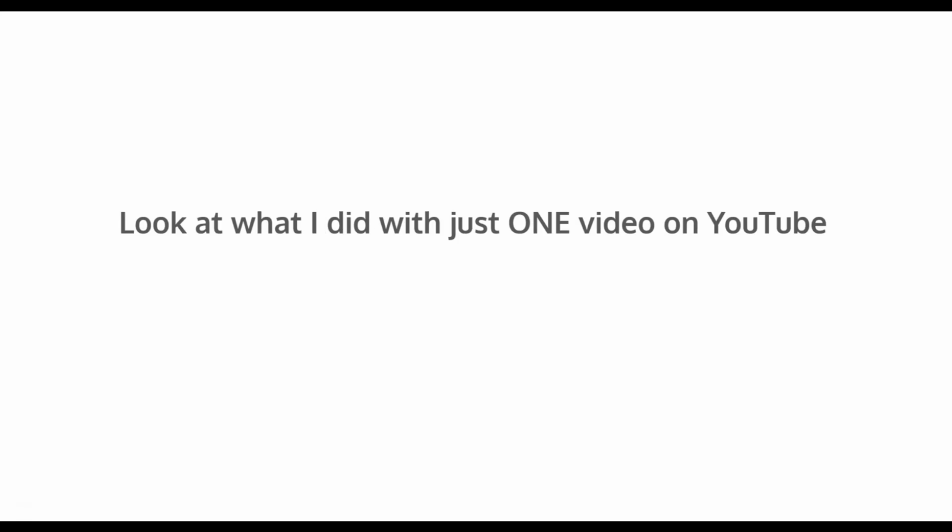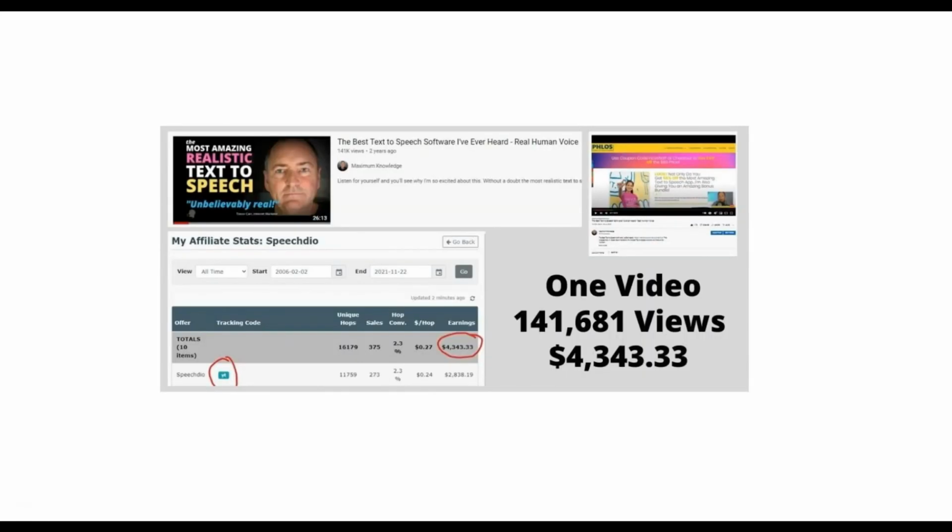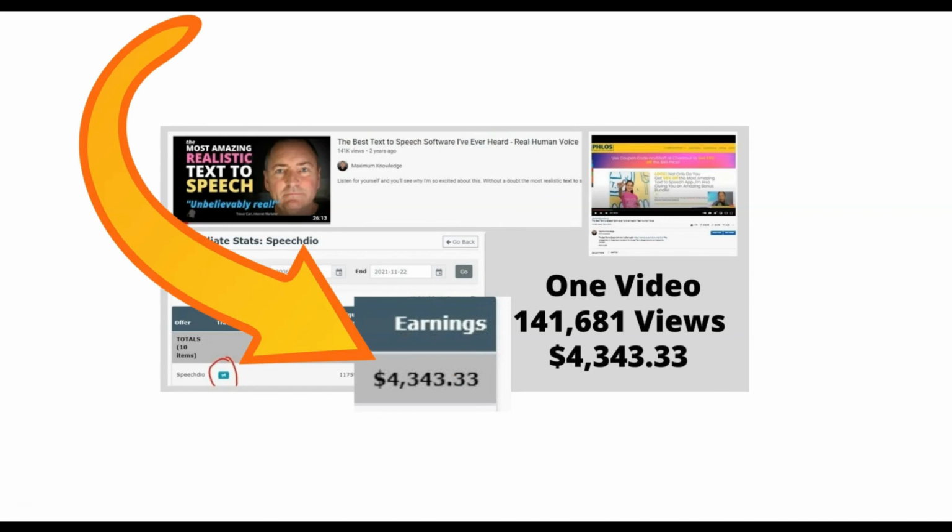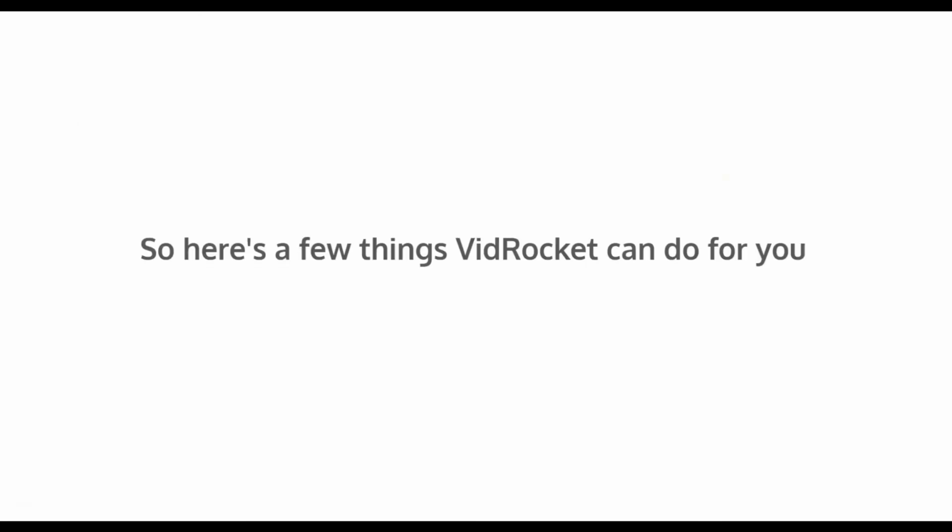You can create videos in any niche that grow your list and explode your income. Look at what I did with just one video on YouTube. One video, 141,681 views and $4,343.33 in affiliate commissions.